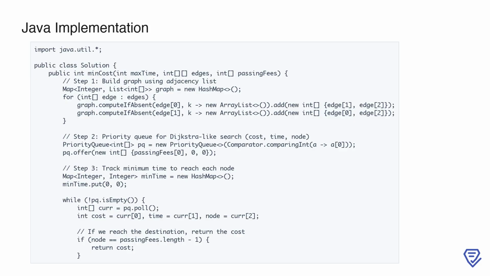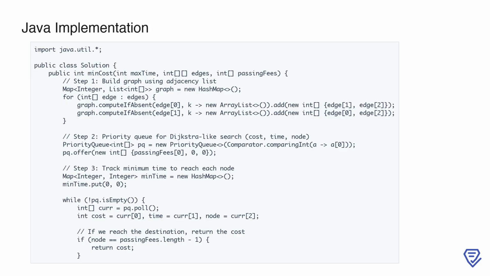This is achieved using a hash map and by iterating through the edges. Next, we initialize a priority queue to facilitate a Dijkstra-like search. The queue is sorted by cost, and we begin by adding the starting node with its passing fee as the initial cost, 0 time, and node index 0. We then create a hash map, min_time, to track the minimum time required to reach each node. Initially, we set the time for the starting node to 0.